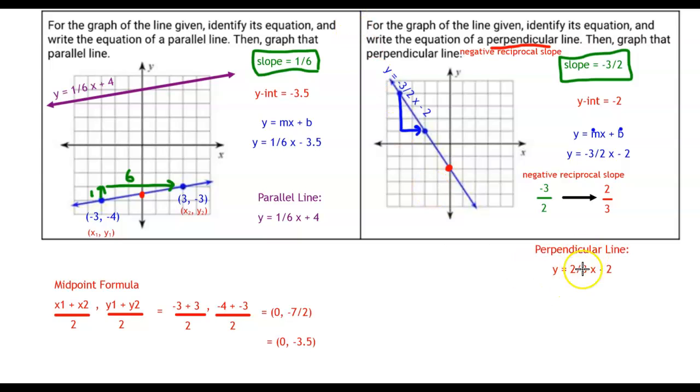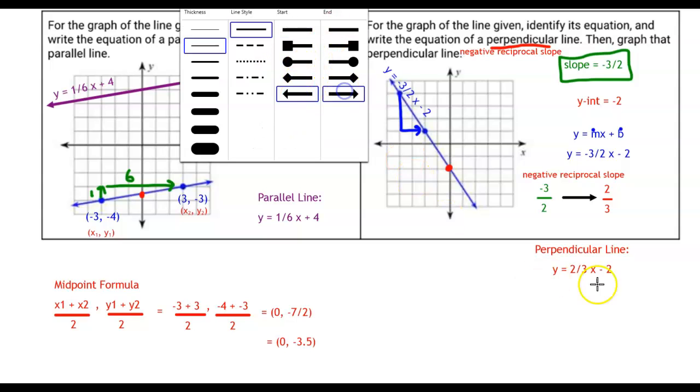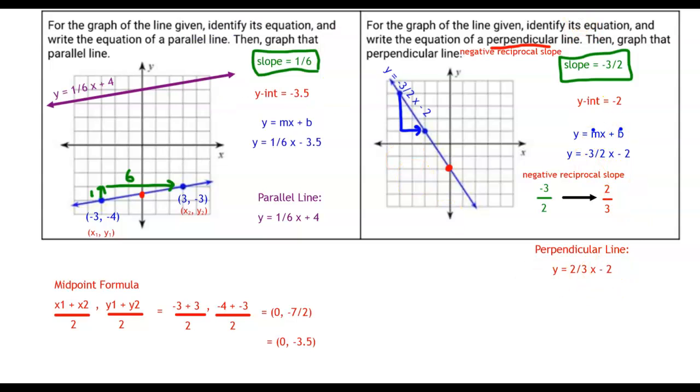All right, so I've written my perpendicular line, which is y equals 2/3 x minus 2. I got the 2/3 from here. Remember, this minus 2 didn't have to be that. It could have been literally any number that you wanted. The only reason I chose negative 2 is because it happened to be the y-intercept of the previous line.